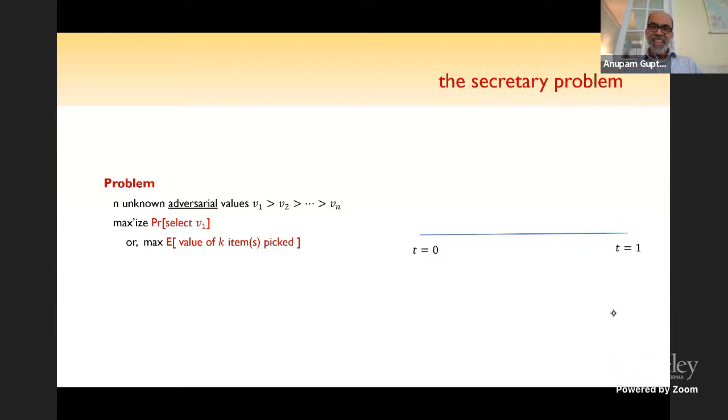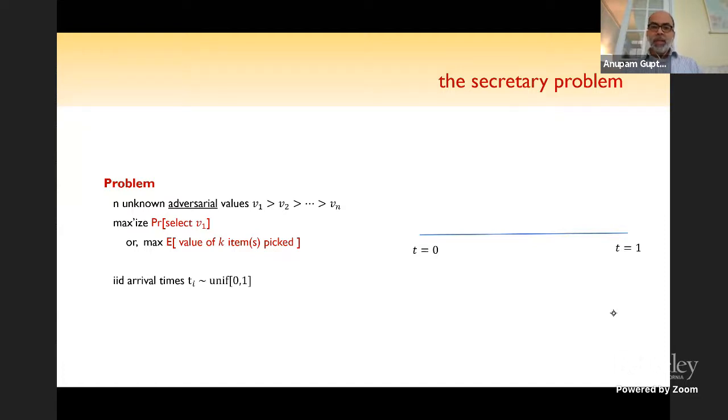So okay, the secretary problem that so many of you know about. Basically, you have n unknown values which have been chosen by the adversary. You don't know these values, but you want to pick the highest one of these. So you want to, let's say, maximize the probability of picking the highest one, or maximize the expected value that you're picking. So you can pick maybe one item, or k items. These are both possible options.